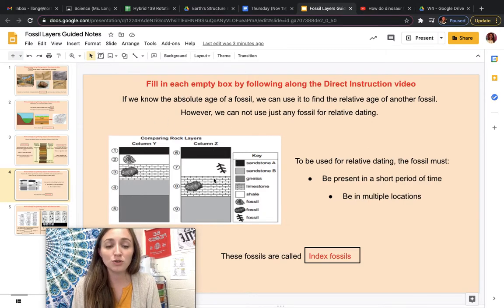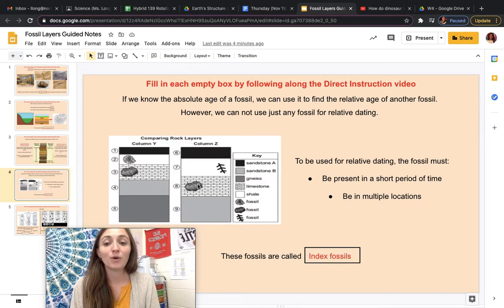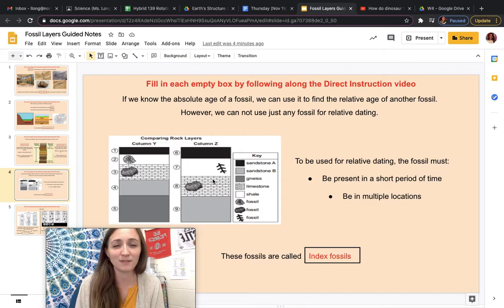So for a good index fossil, your fossil needs to be in two different locations. If you look at this fossil right here, we have one of those in Como and we have one of those in Sardis. But it's also a good index fossil because it's not in multiple time periods. If this fossil here was in this section and in this section and in this section, it wouldn't be a good one. So this fossil is good because it is in one time period, but it is in multiple locations. So that is your index fossil.